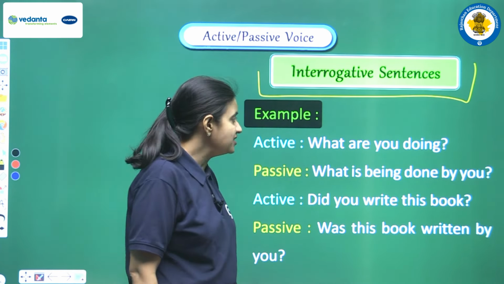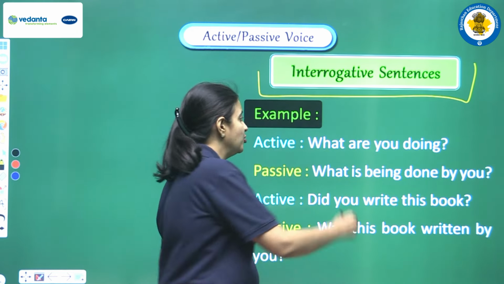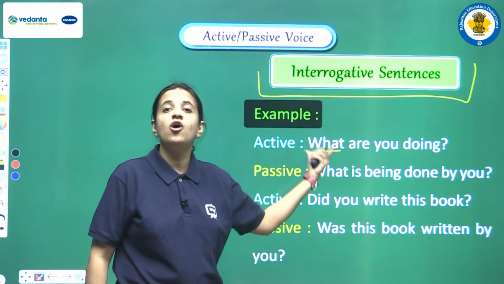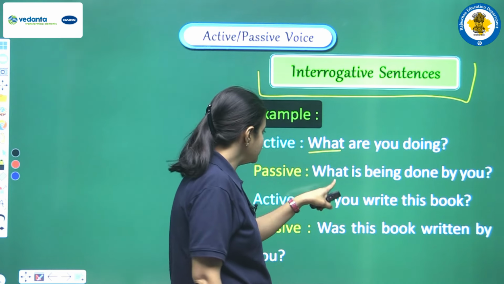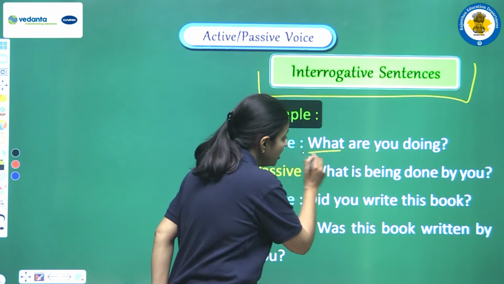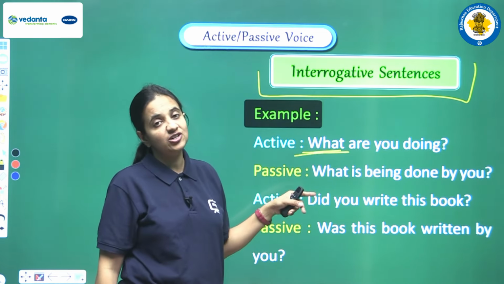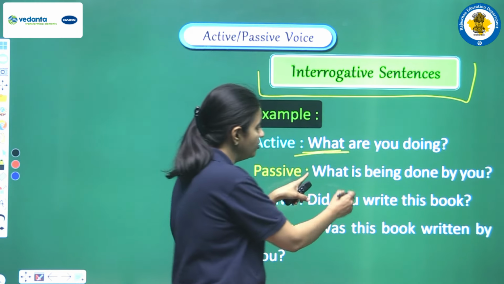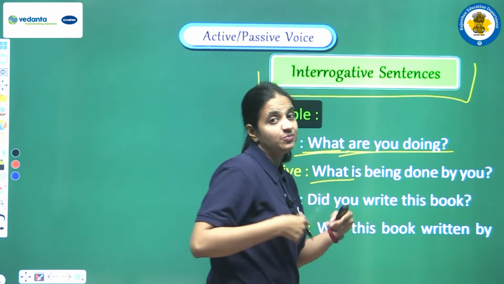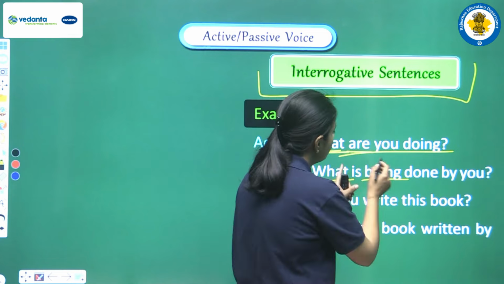The first example is what are you doing? So this is the example of active voice that we have here. What are you doing? In the beginning of the sentence we have one WH word, we have what, right? So when we convert the sentence into the passive voice, we have to understand that we have to use the same WH word in the passive voice also. So we have what, so the passive voice will also start with what. So first of all we write what here. Okay, so next we have are doing, that is present continuous tense. So we know that we have to add being, so we write what is being.